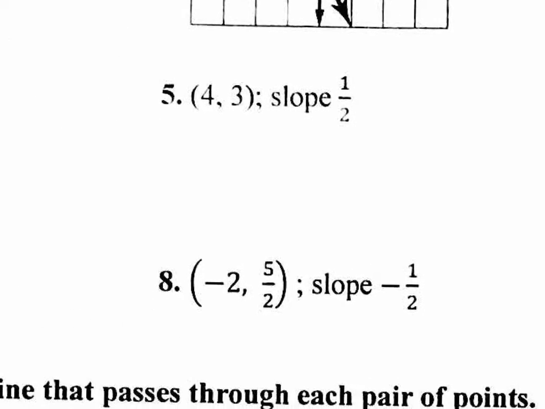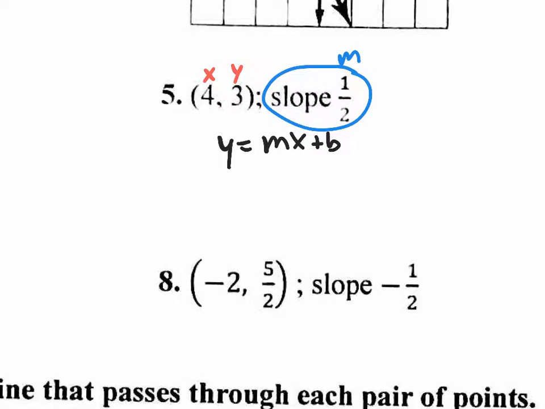So if we look at number 5 right here, they give you the m value, which is 1/2, but they don't give you the b value. So we're going to use the x and the y coordinate, and we're going to plug in the x and the y and the m. We're going to plug it all into y equals mx plus b. And why are we going to do that? We're going to plug it all in so we could solve for the missing value b.